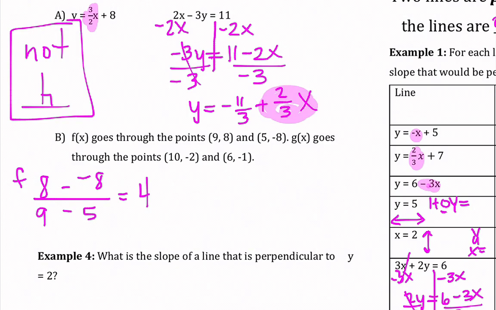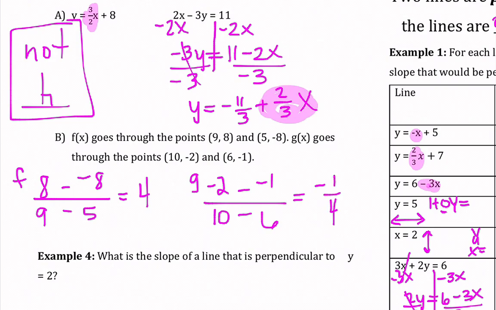So now let's find the slope of G. Y's rise. So here's my first point. The y is negative 2, so it rises, and the 10 has to drop below it. Next point is (6, negative 1). The y is negative 1, so it rises, and the 6 has to drop below it. And that's going to come out to give me a negative 1/4.